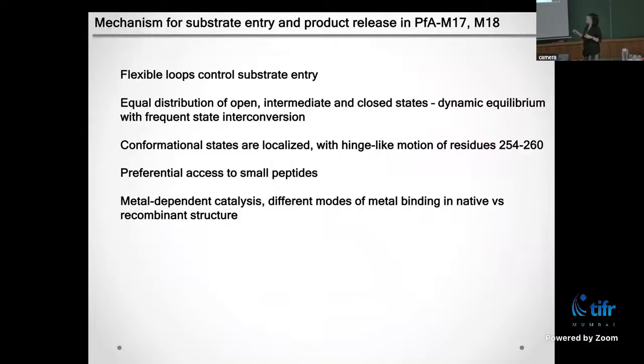So this also can suggest why this enzyme gives preferential access to small peptides, like large protein molecules simply won't go in there. And we're still trying to work out the intricacies of the metal-dependent catalysis, because in the native structure, we are seeing that two zinc ions are there as opposed to the crystal structure.